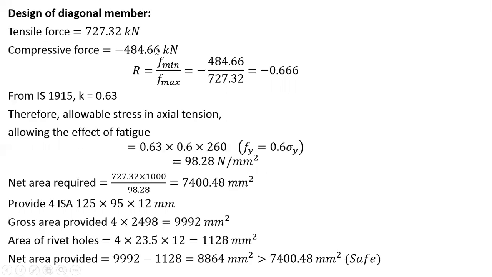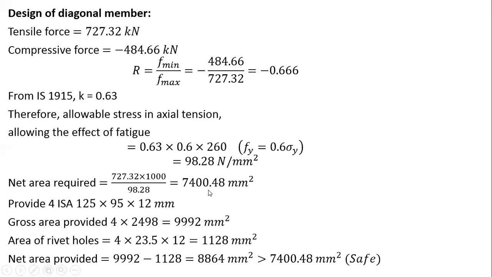So this is my compressive force. R is equal to F minimum by F maximum. This is my minimum, this is my maximum here. So this comes out to be the same value, that is R with a minus sign. So again the K value remains the same. So again, allowable stress in axial tension along with the effect of fatigue will be how much? Same value, so again the same stress. Net area required is how much? This is my force, because I design it as a tension member, divided by stress. So this is my area.